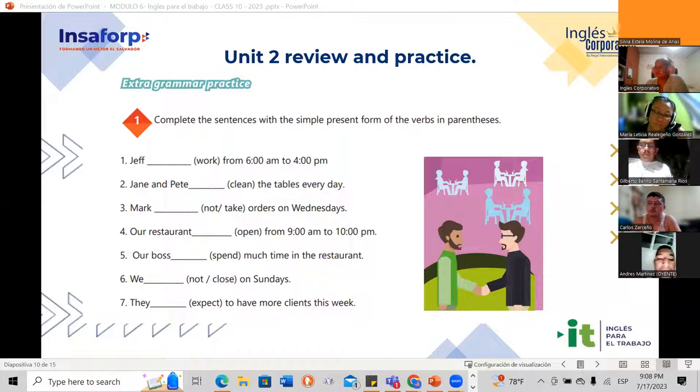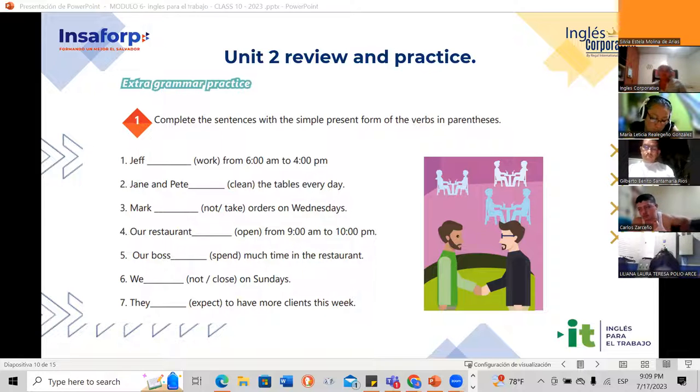Volunteers? Me, teacher. Opens from 9 a.m. to 10 p.m. Okay, opens. Very good. Number five, volunteers. Our boss spends much time in the restaurant. Okay, we're talking about him. Number six, volunteers. We don't close on Sundays. Very good. Number seven, volunteer. They expect to have more clients this week. Okay, very good job. Thank you so much.